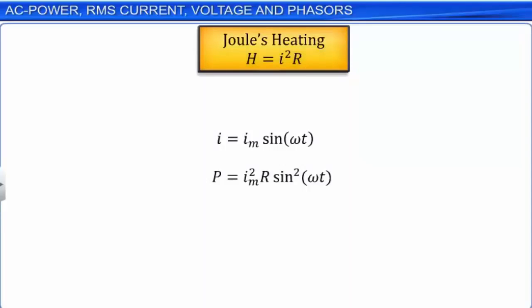Earlier, we learned that the current through an AC circuit containing a resistor is given by I = Im sin ωt. On substituting the value of I in the equation for power, we get P = Im²R sin²ωt.